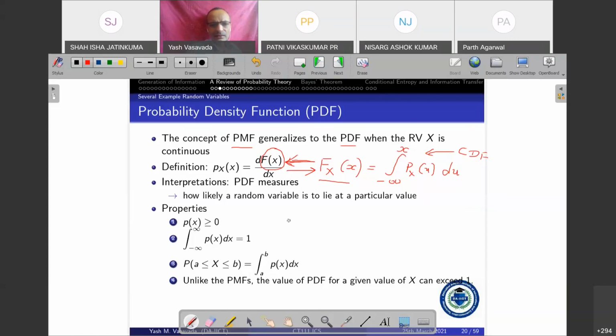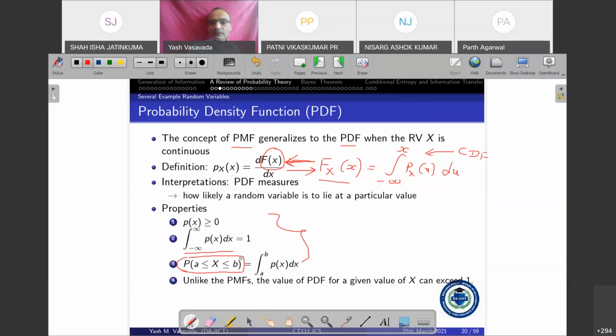And it turns out that the PDF follows the same type of properties that we have studied for PMF. The probability density function can never be negative. If you integrate the PDF over the entire range of the real numbers, then you are guaranteed to get 1.